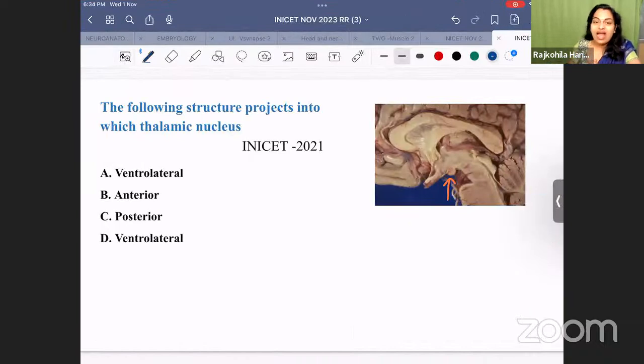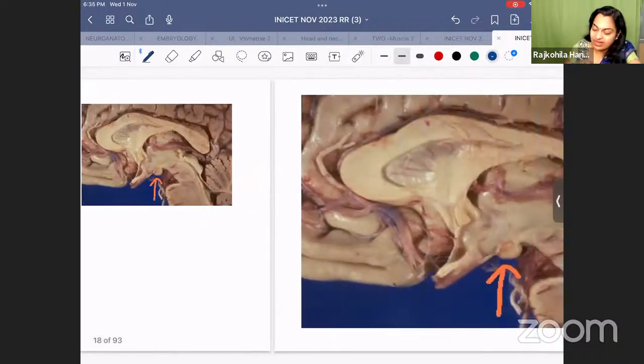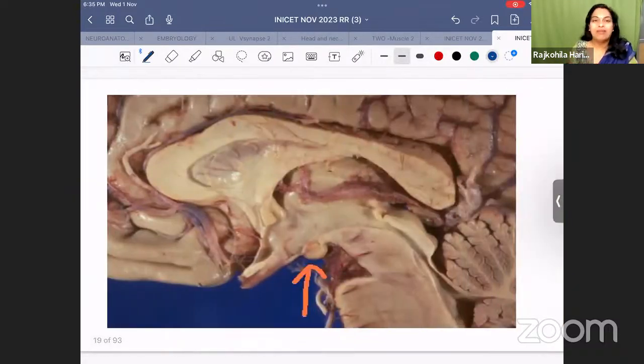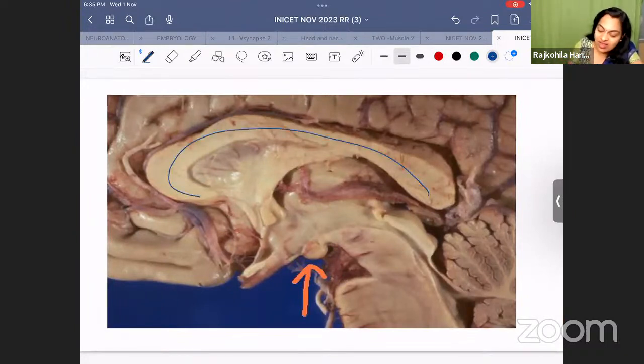Yes. What is the arrow pointing at? The following structure projects into which thalamic nucleus? So you're supposed to identify it. As I told you, fornix and mammillary body, they keep asking again and again. You can identify the corpus callosum here, right? This is the rostrum. This is genu. This is the body. And this is the splenium of corpus callosum.